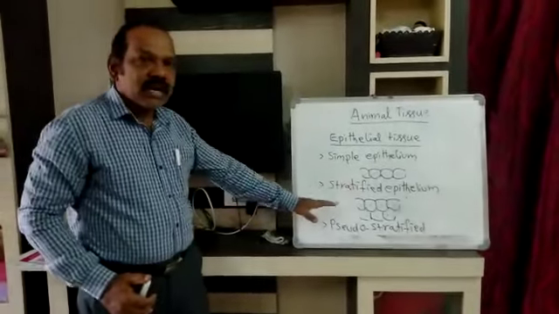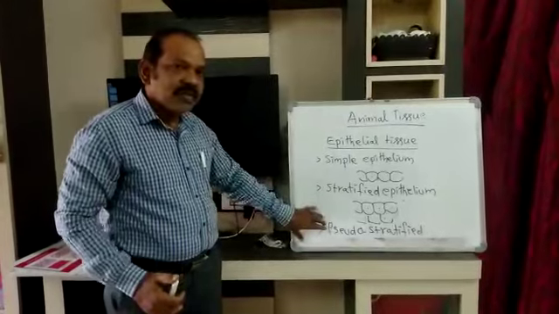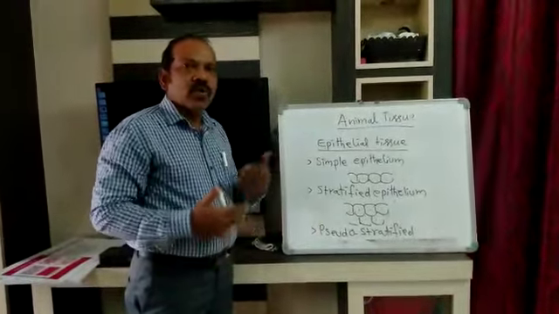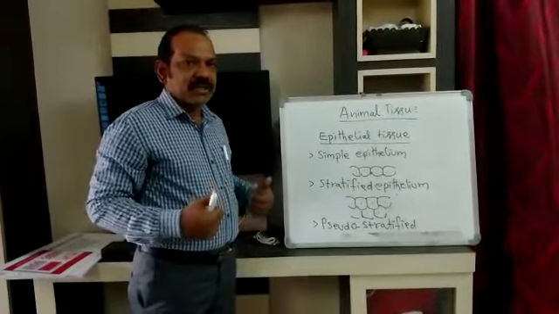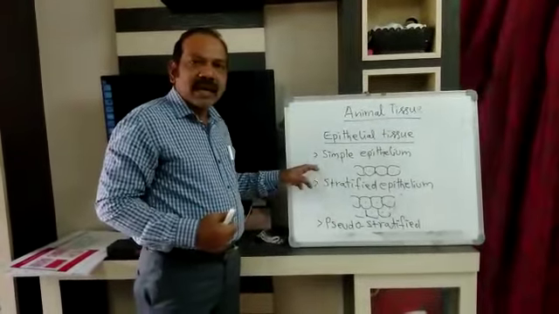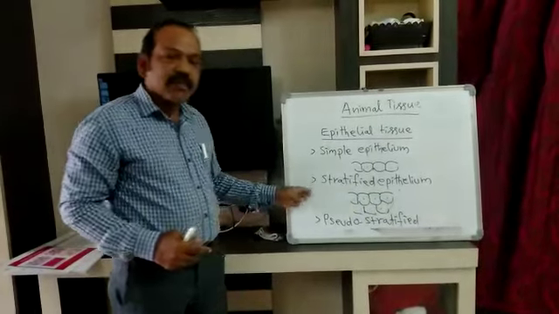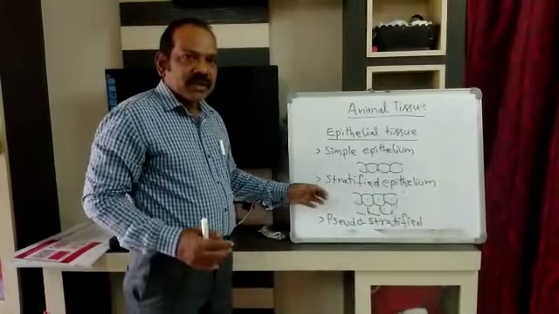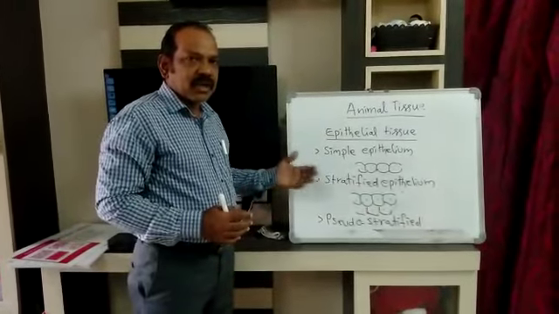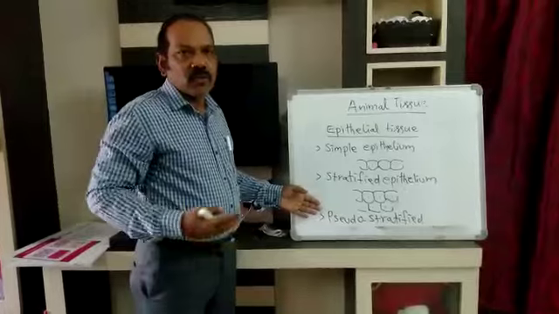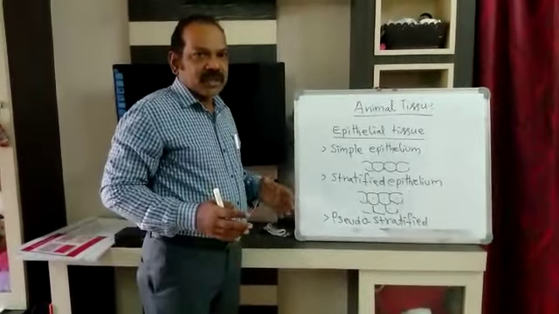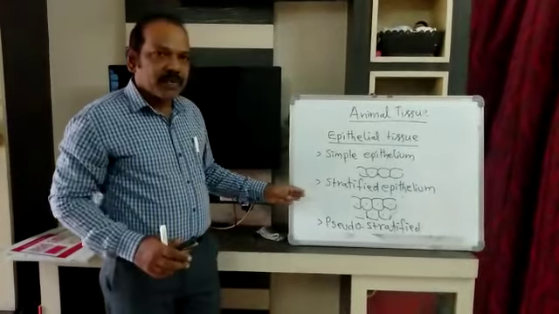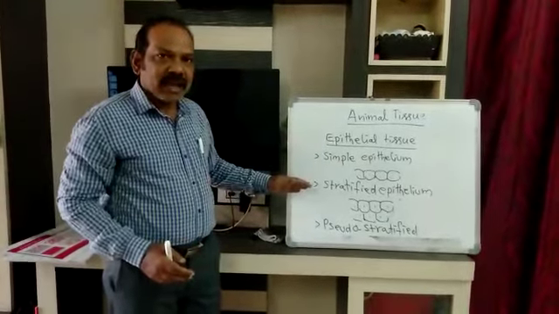And pseudo-stratified epithelium, it's actually simple epithelium, but when the cells are compacted, they look like they are arranged in more rows, but when the tissue is stretched, actually the cells are arranged in only one row. You can find this type of tissue in urinary bladder. When the urinary bladder is empty, the cells are compressed and it looks like the cells are arranged in more rows, but when it is stretched, the cells will be actually arranged in only one row. These are the 3 different types of epithelium based on the arrangement of cells.